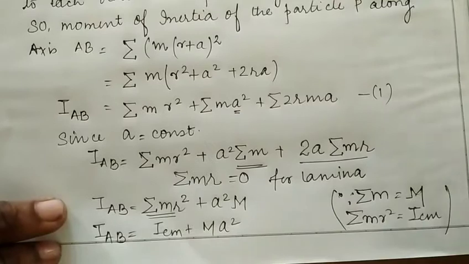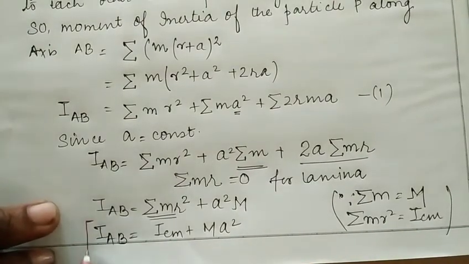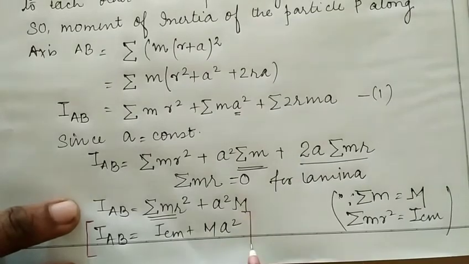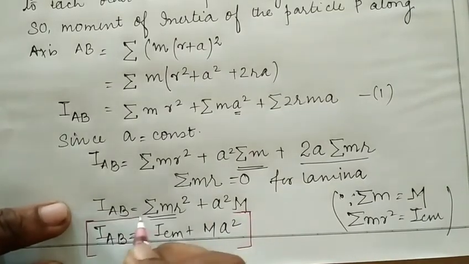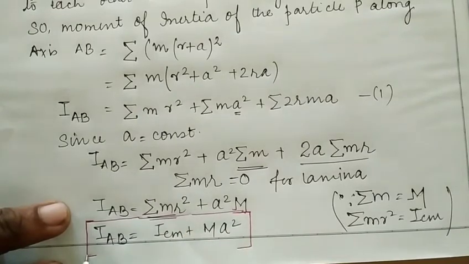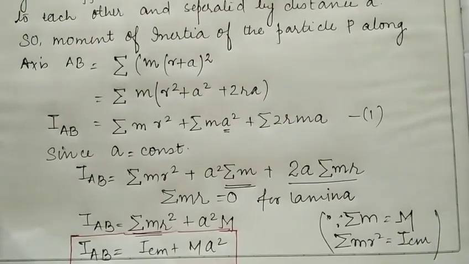So this is the expression of the moment of inertia of a body about any axis of rotation in a rotational motion. So we can write from here that I_AB is equal to I_CM plus Ma square. Okay students, so hopefully you all have got what I have delivered here.